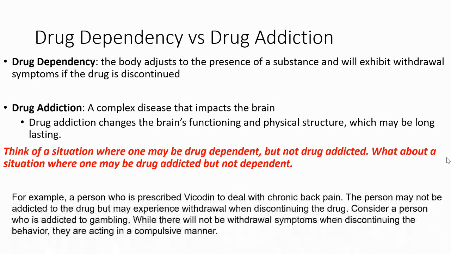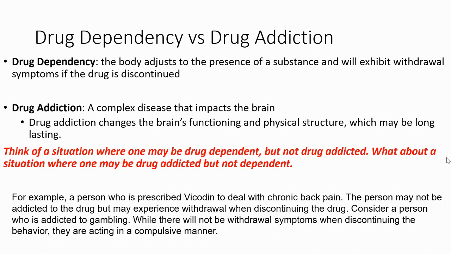So here are some examples. A person who is prescribed Vicodin to deal with chronic back pain may not be addicted to the drug, but also may experience withdrawal symptoms when discontinuing the drug. That's one example where a person may be dependent, but not addicted. Now let's go the other way, an example where a person may be addicted, but not dependent.